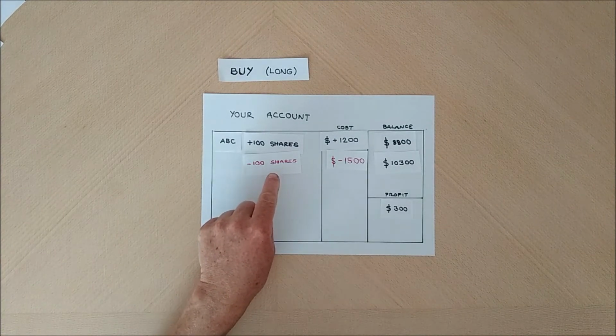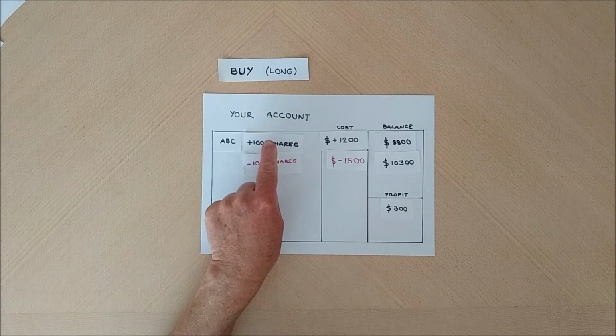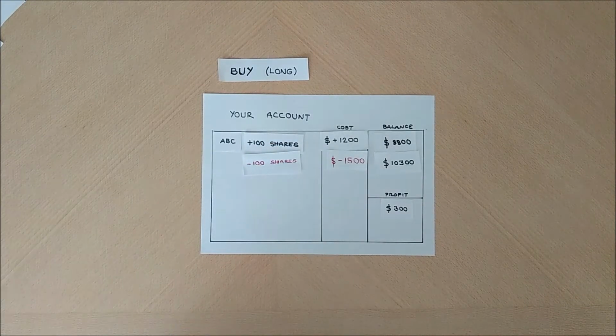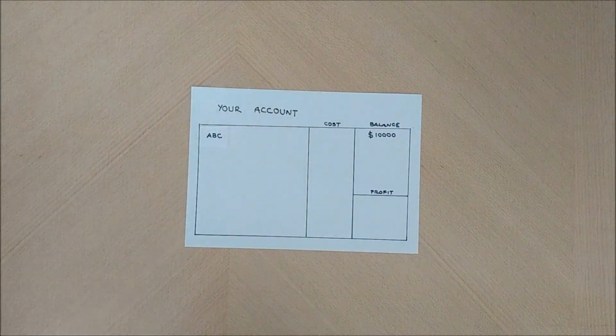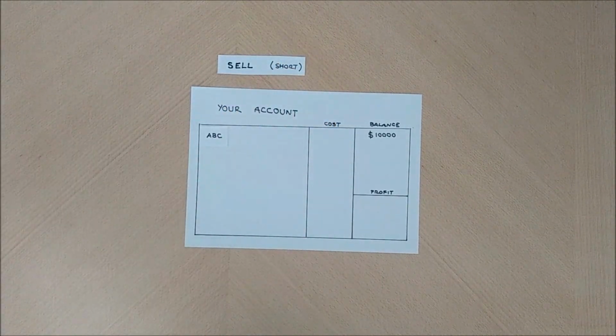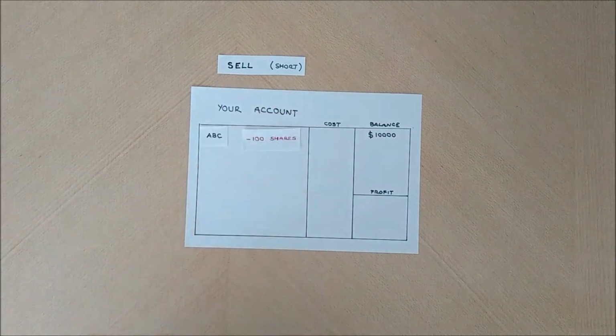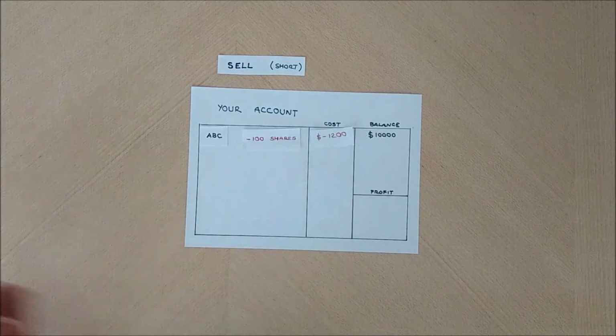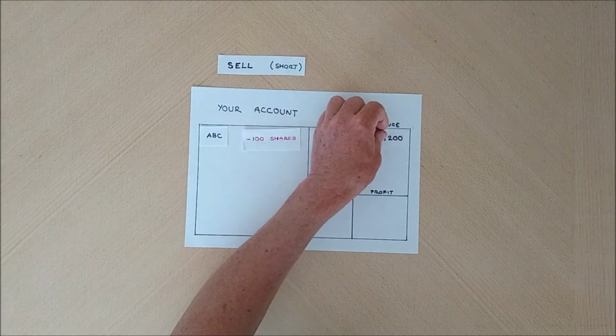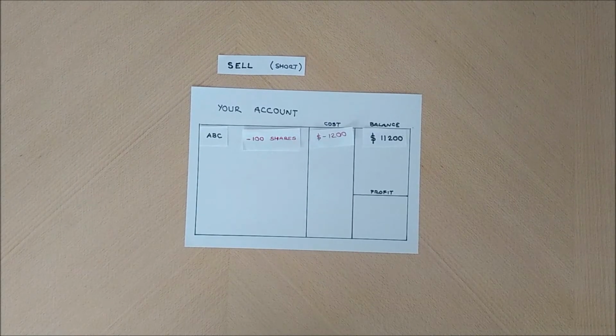Now, this selling of shares is not shorting shares because you already have 100 shares to sell. When you sell ABC stock, you have a credit of minus 100 shares, which costs you minus $1,200, which brings your balance up to 11,200. It looks as though you've got some free money. But remember, the trade isn't over yet. You've got to buy back the shares at a later date. So let's assume we're doing that now.